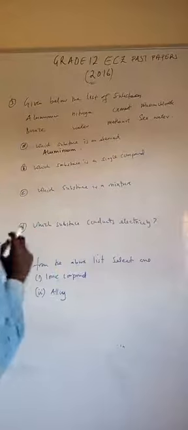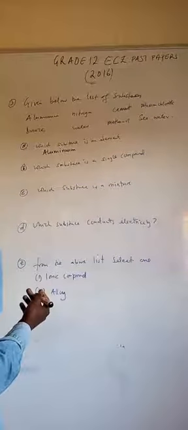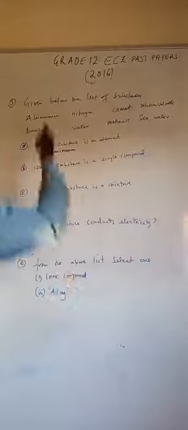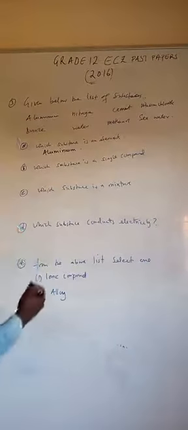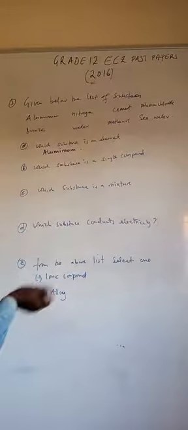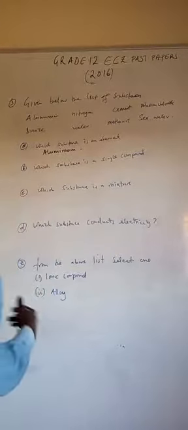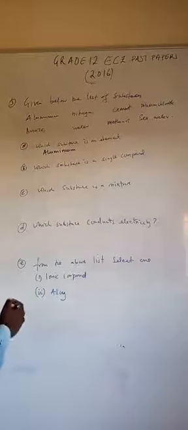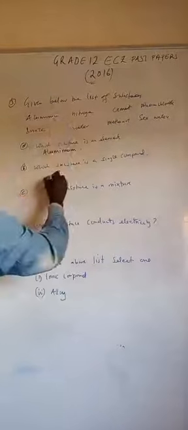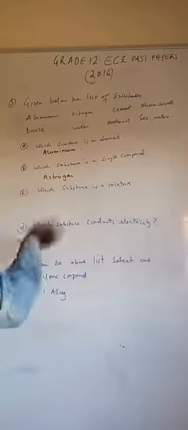Okay. Next question. Which substance is a single compound? There is nitrogen there. There is cement. Nitrogen gas is a single compound. How do you know? Because nitrogen is a diatomic particle. So it means two atoms of nitrogen are combining with themselves. That's a single compound because nitrogen is not combined with any other element. So select nitrogen from that list.